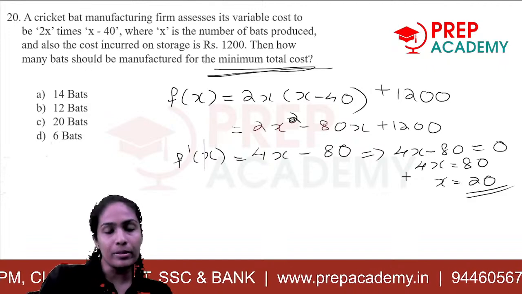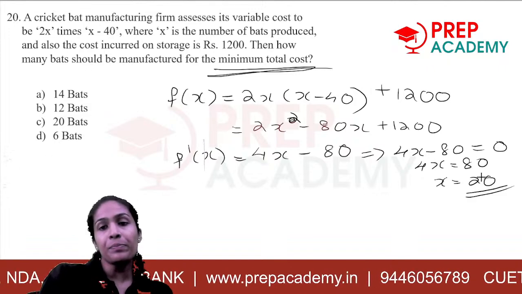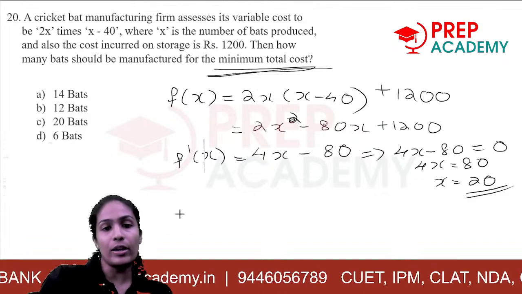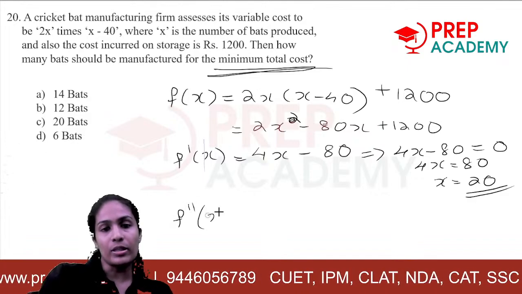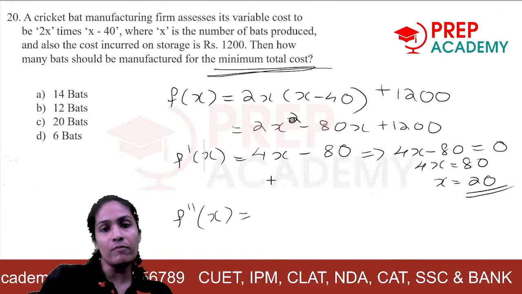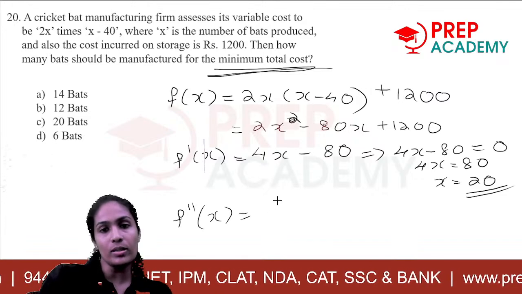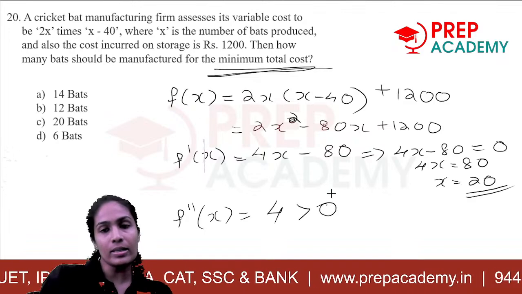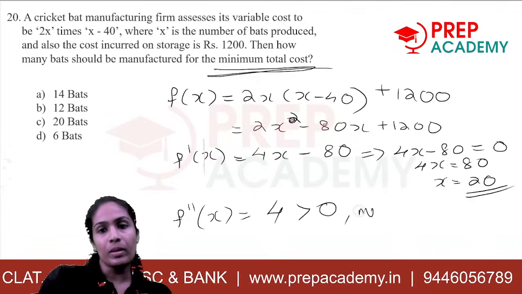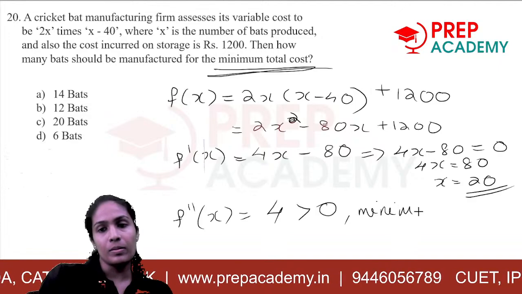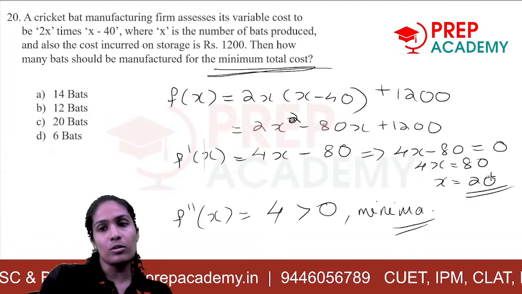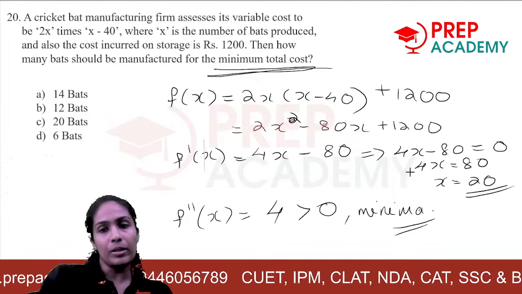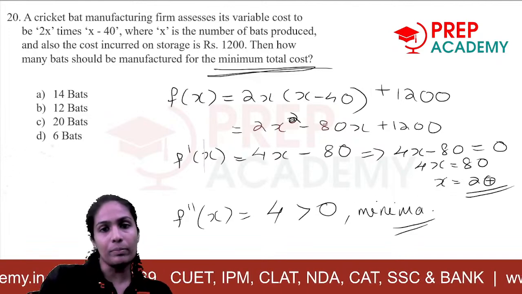Now our next step is to check whether the function has a minimum at this critical point. For that, find the second derivative. The second derivative is obtained by differentiating this first derivative again. Derivative of 4x is 4. It is greater than 0. If the second derivative is greater than 0, then it is the minimum. So this critical point 20 is a minimum point, or known as local minimum.